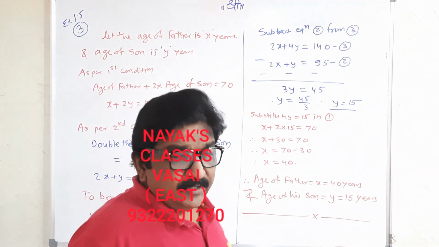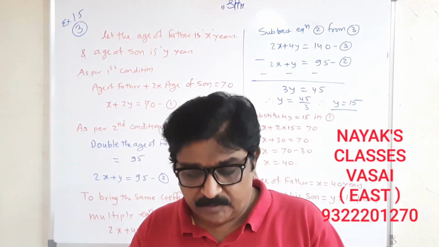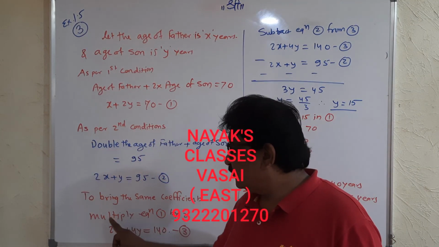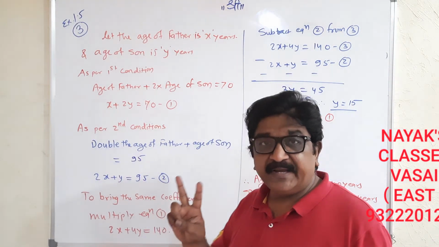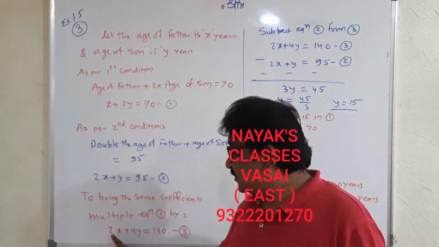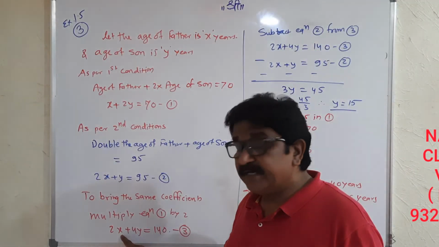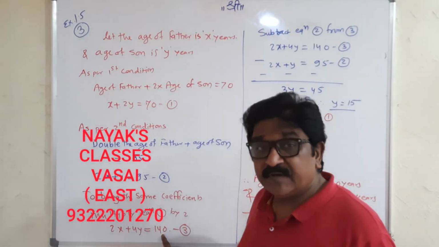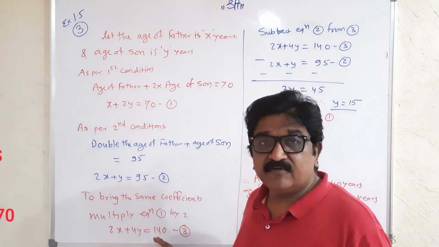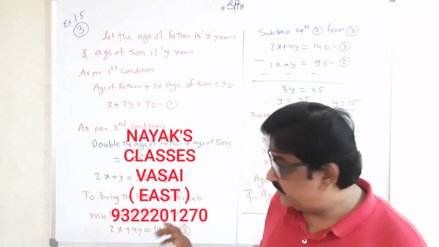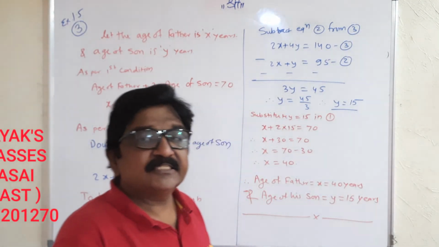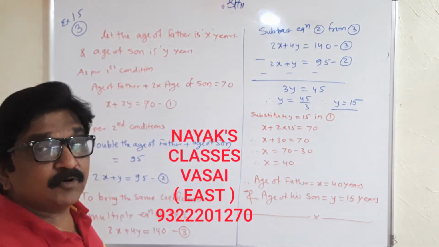You can check equations 1 and 2, where the coefficients are not the same. To bring the same coefficient, multiply equation number 1 by 2. So it becomes equation number 3: 2x plus 4y is equal to 140. In equation 3, 2x and 2x are the same; the sign is the same as well as the coefficient.